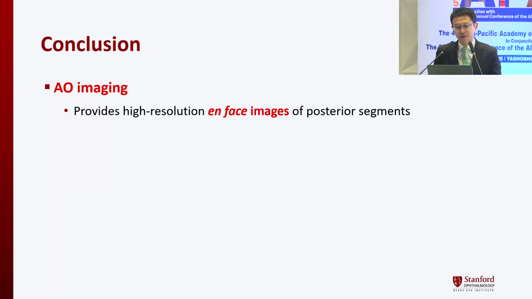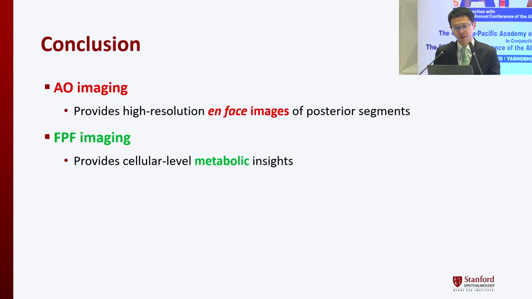In conclusion, we have talked about AO imaging. This system provides high resolution and fast images at the cellular level of the posterior segment. And the second imaging modality is autofluorescence. It can detect mitochondrial function, and it can potentially provide cellular level metabolic insights. I really hope this talk can provide you with insight into how the research is now going on.